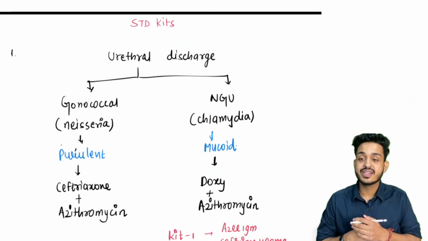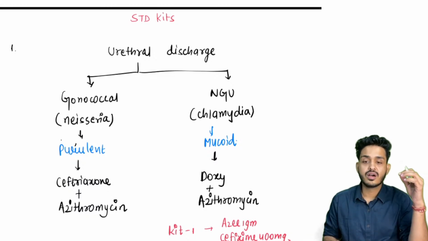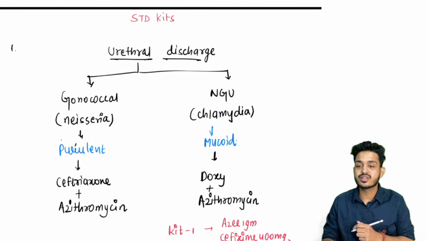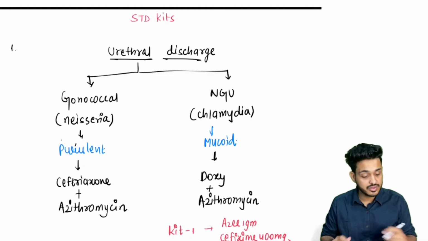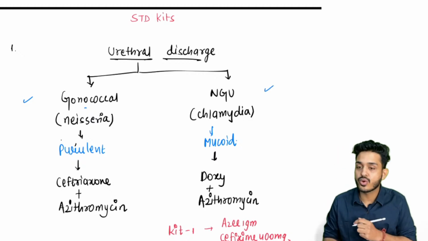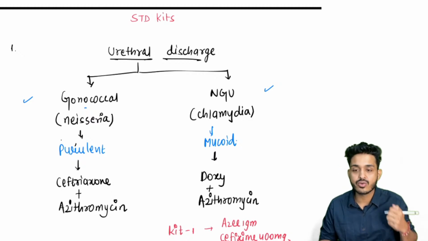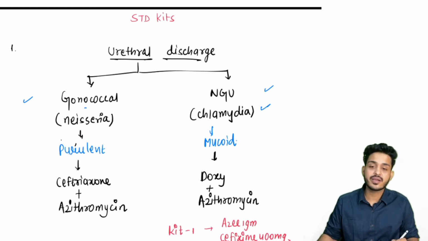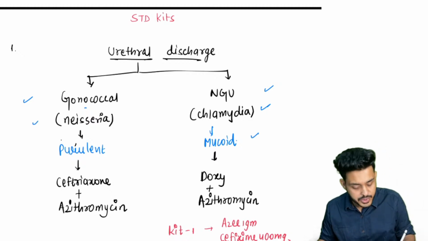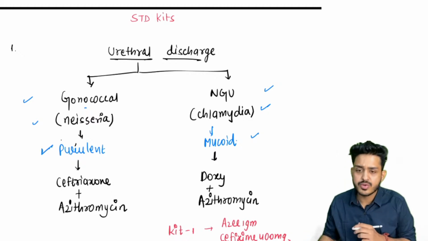Next thing is your STD kits. What are the STD kits that we are having? You just need to look for the discharge. Whether the patient is having urethral discharge, where is it coming from? It is coming from the urethra. So it can be two situations, either a gonococcal infection or a non-gonococcal infection. Most common is gonococcal. In chlamydia there will be mucoid discharge. In gonococcal there will be purulent discharge.